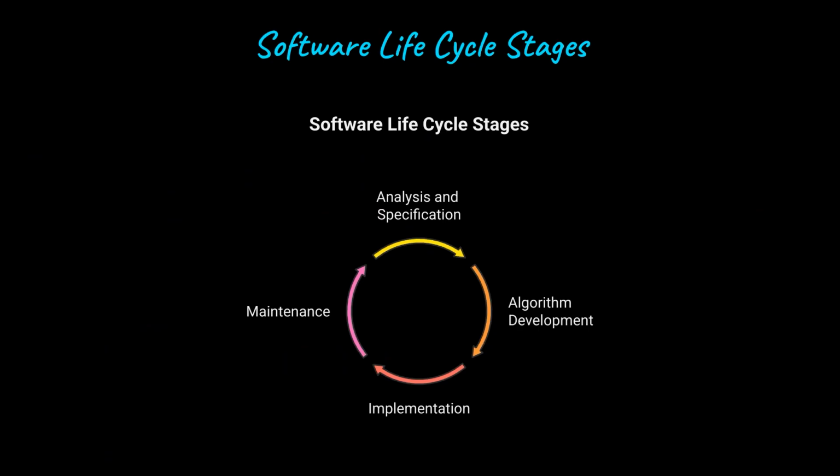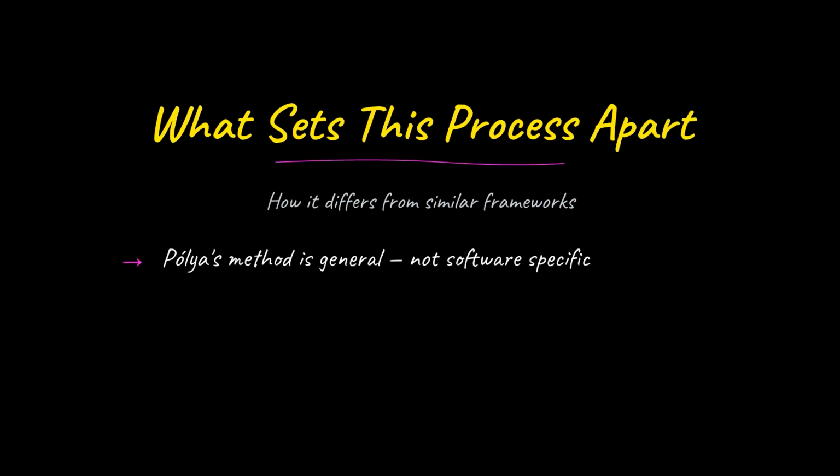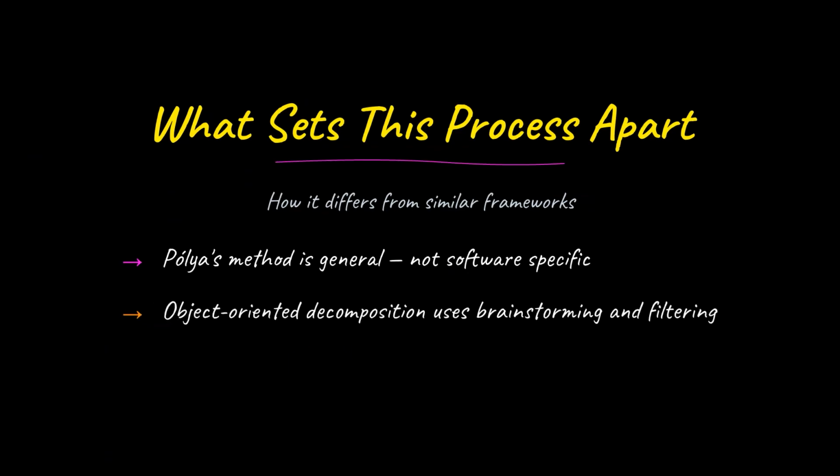The process is linear, but the maintenance stage creates a long tail, often the costliest phase, where defects are fixed and the system adapts as business needs change. This process is often confused with Polya's 4-step method and object-oriented decomposition. Polya's steps are universal and stop once a solution is found.